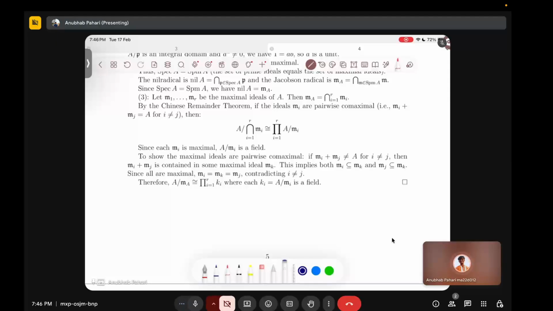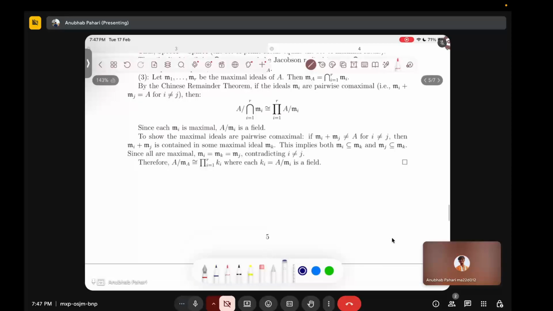if the sum is not equal to A, then since the sum of two ideals is an ideal, it would be contained in another maximal ideal. This would imply that both of the maximal ideals are contained in Mk, and since all are maximal, this would imply that all of them are equal, contradicting i not equal to j. So yeah, we have proved that all the maximal ideals are co-maximal. Okay, so therefore it is true that A mod MA is the product of fields.